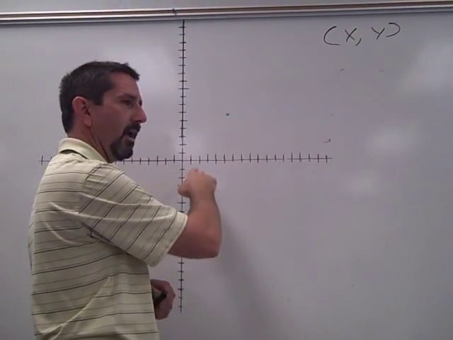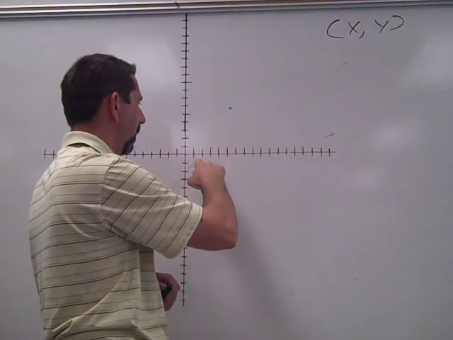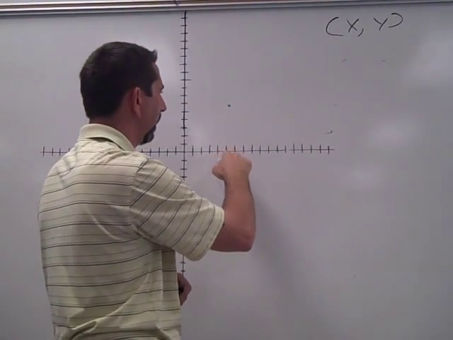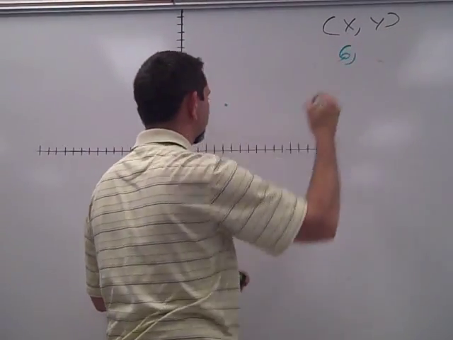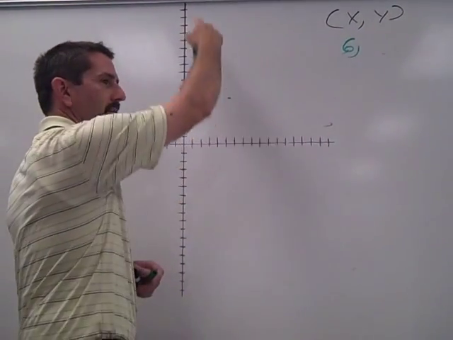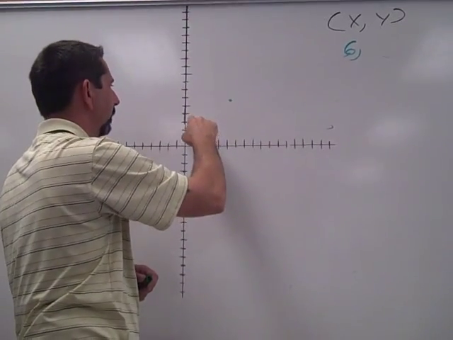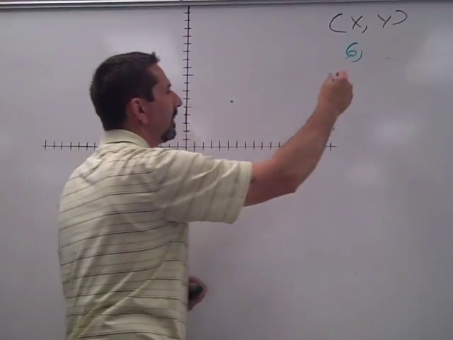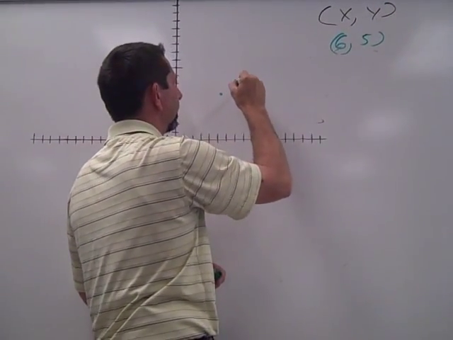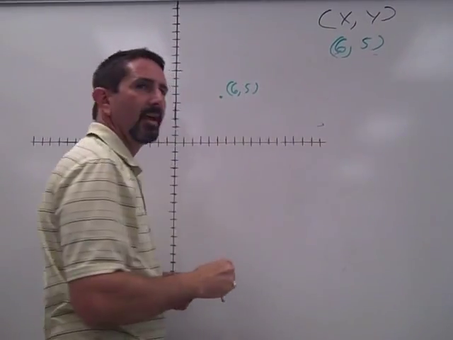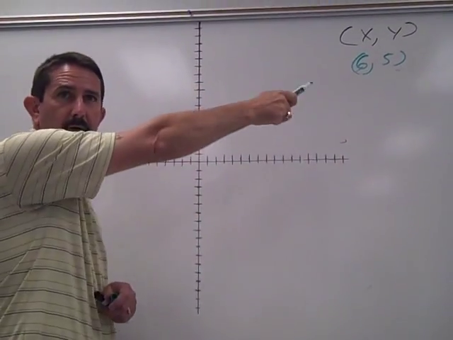So if I put a dot on our graph, we would count forward. 1, 2, 3, 4, 5, 6. Our coordinate is 6. And then we count going up. 1, 2, 3, 4, 5. Our coordinate is 6, comma, 5. If we are in quadrant number 1.